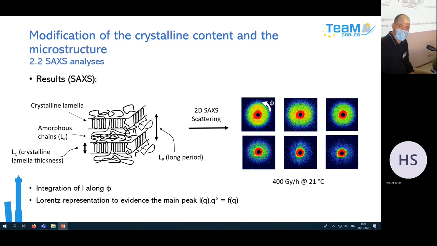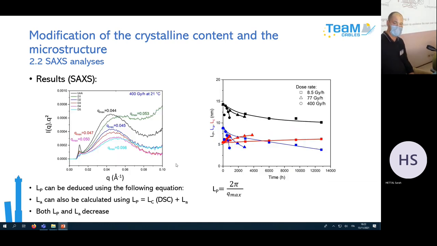To do so, we have this kind of 2D pattern that we need to integrate through this direction, so we need to integrate through phi. By doing a simple mathematical transformation, we can evidence the main peak of scattering inside this spectra, which are shown here on this graph. These are different samples aged at 400 gray power at 21 degrees C for different durations.